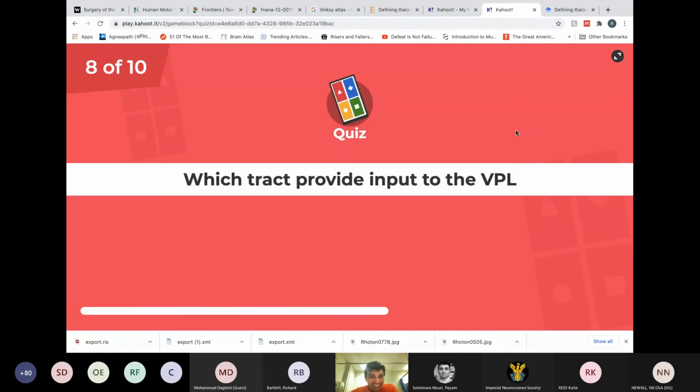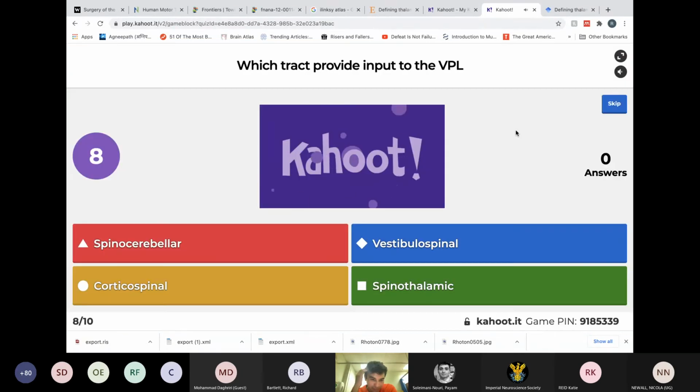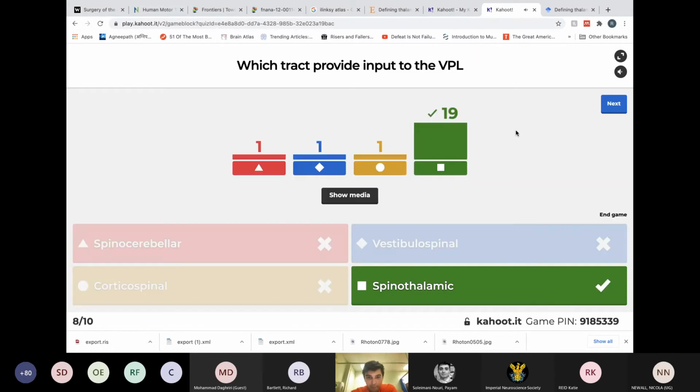Two more questions. Which tract provides input to the VPL? Spinocerebellar, vestibulospinal, corticospinal, spinothalamic. I'm sure they all do to a small degree, but which is the most important one? Nice, good job, guys.